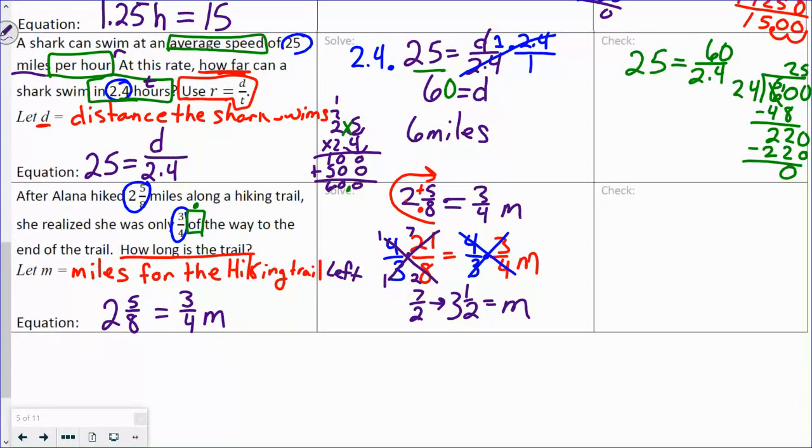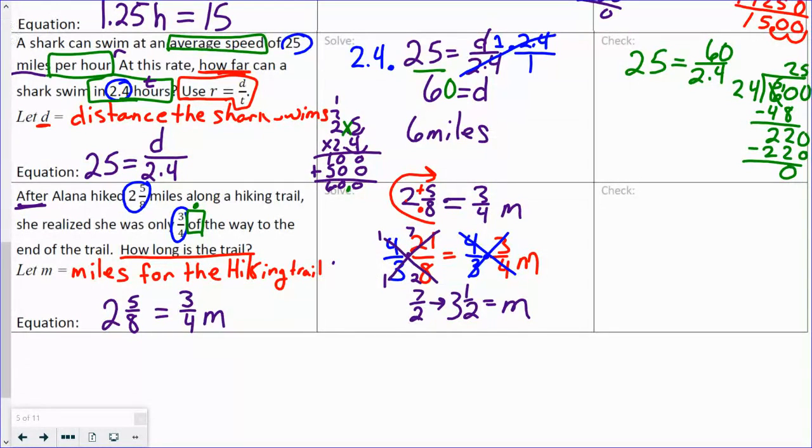That doesn't seem right. But what it says... Oh, she hiked along the trail. Yeah. Okay, no, that's saying she's gone 3, 2, and 5/8. Some of the keywords sometimes can throw you off. All right, so the total length of the trail is 3.5 miles.